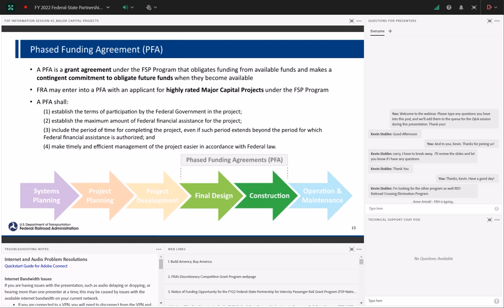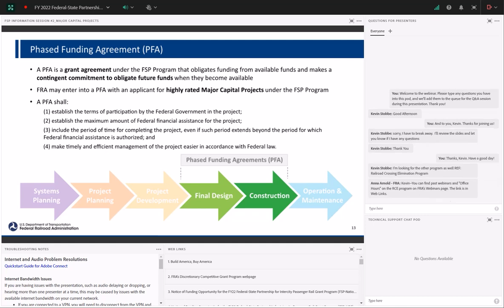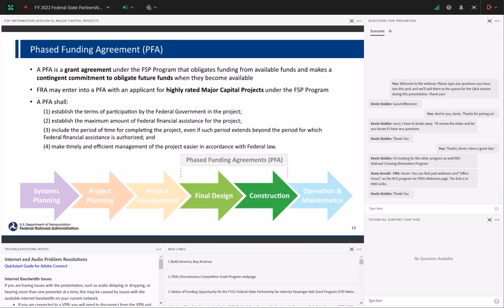Now, to contrast this a little bit, we have phased funding agreements, which are also known as PFAs. A PFA is a grant agreement under the FSP program, again, that obligates funding from available funds and makes a contingent commitment to obligate future funds when and if they become available. In contrast to the earlier life cycle stages, PFAs focus on projects that are in final design and construction stages of the life cycle.